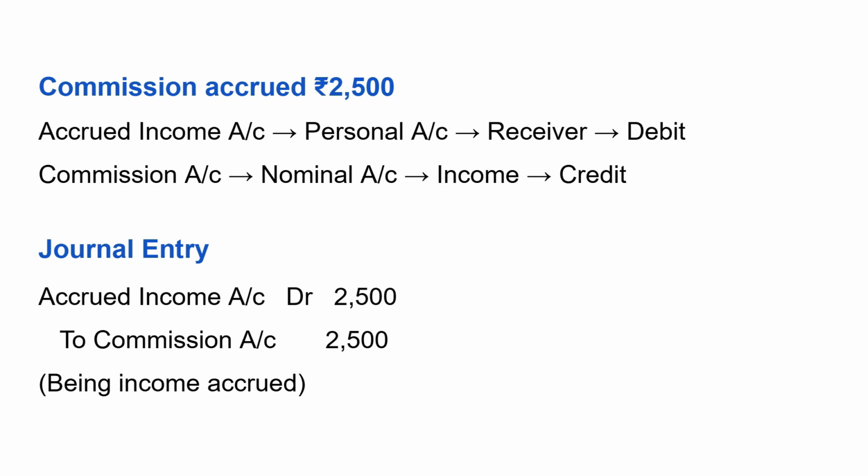Accrued income means income is earned but not yet received. Business has a right to receive it, so it becomes an asset. Income must be recorded in the same year in which it is earned. Next.